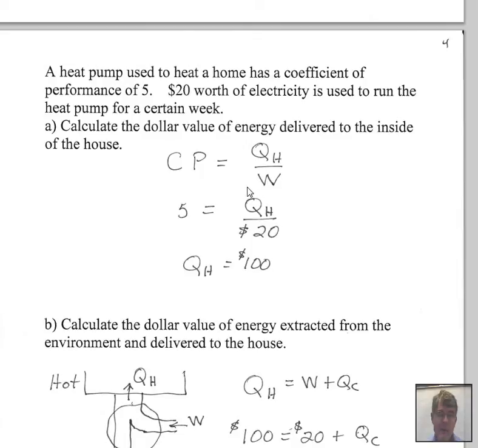So we have the values to put in here: 5 for the coefficient of performance, $20 for the work. We multiply both sides by $20. And we find that we've delivered $100 worth of energy to the inside of a house.